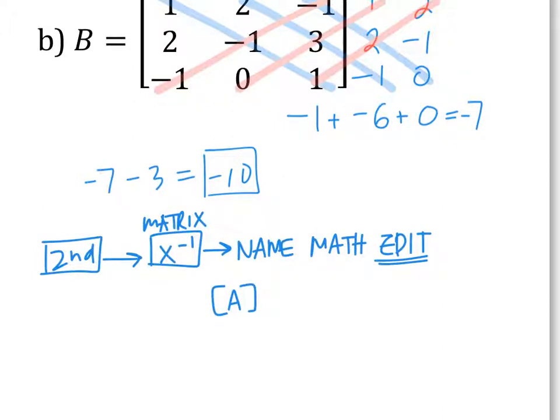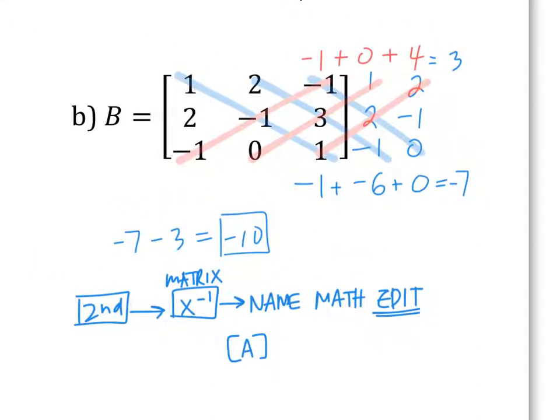So press enter. It's going to ask you the size of the matrix. Well, we want to calculate for B. B is what size? 3 by 3. So you're going to put 3, enter, 3, enter. You have to go to second matrix. Second x to the -1, that's going to be matrix. And then on the top, it says name, math, edit. Peter, can you help Raymond if you can't find it?